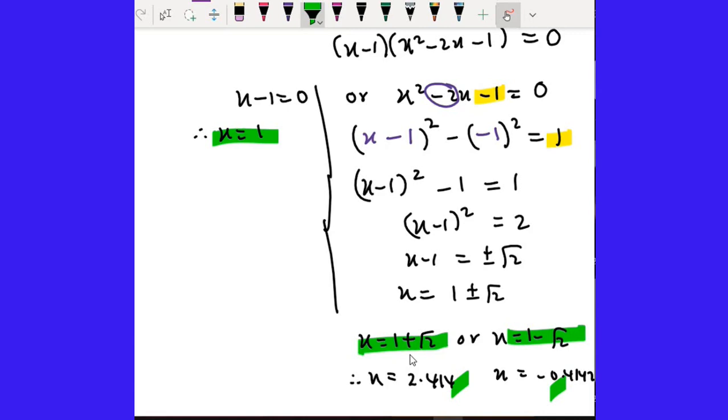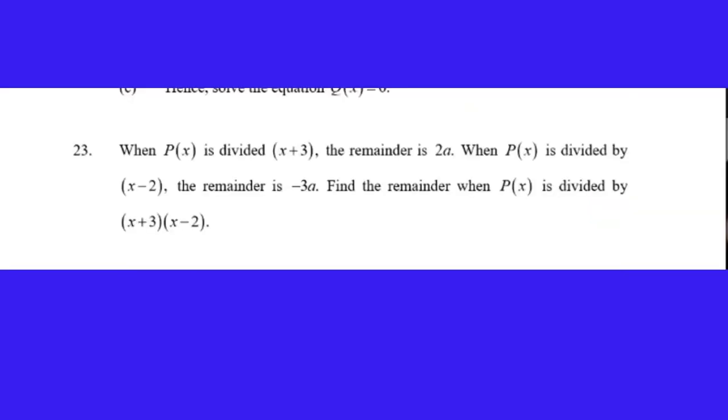Settle for number 22. Number 23. P(x) divided by x plus 3, remainder 2A. So interpret this first sentence into mathematical form. What does it mean? Who can do it? Divided by x plus 3, remainder 2A. P of what?